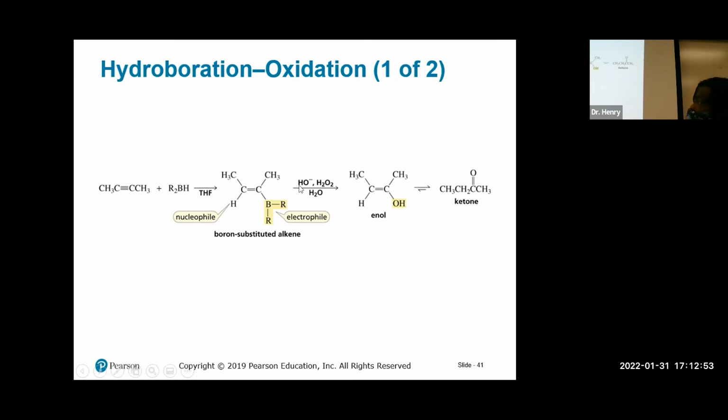So then we're going to add the hydroxide ion and peroxide and water. And so then we're going to end up with an enol. And we know that that enol is going to end up turning into a ketone. Okay. Yes, but in this case, the nucleophile is going to be the hydrogen there. So it's going to be that hydrogen there. And then the boron is going to act as the electrophile.